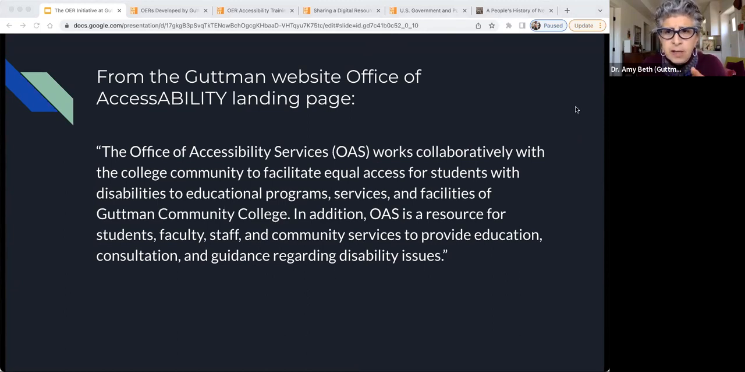Okay, we're very clear in that sentence about service to students. In another sentence from their webpage, it says, in addition, OAS is a resource for students, faculty, staff, and community services to provide education, consultation, and guidance regarding disability issues. So the second sentence says, we will of course also be available as a resource to faculty and staff.